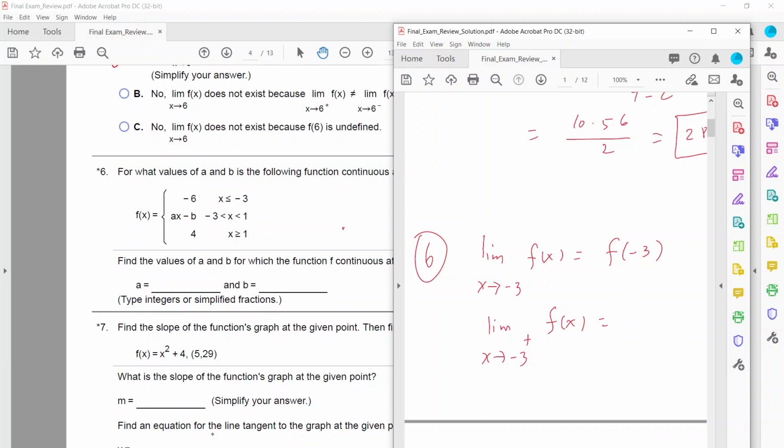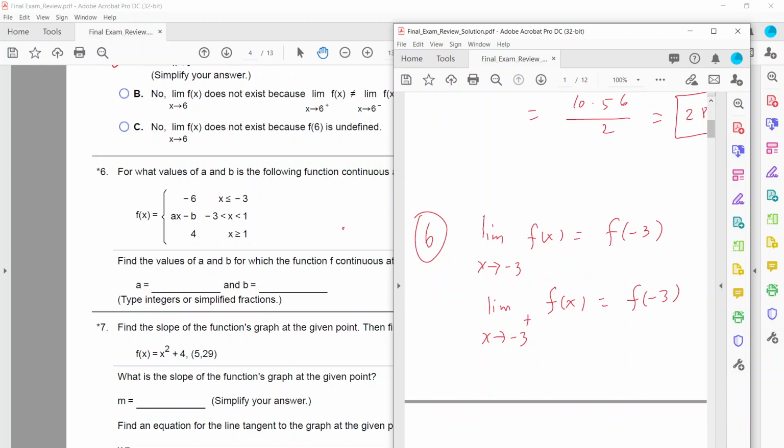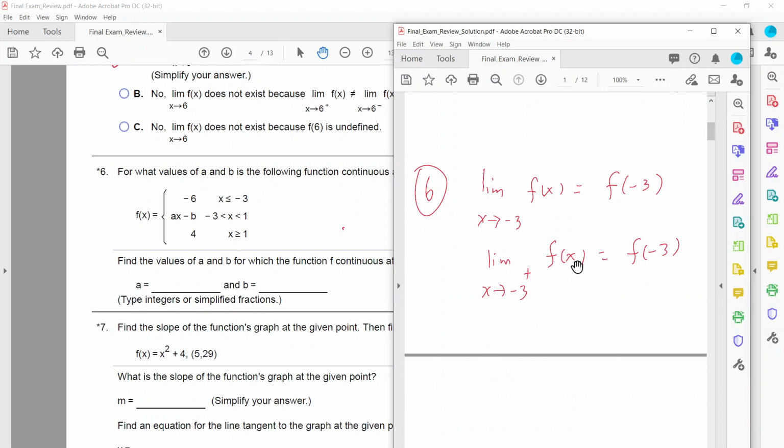So that should also be equal to the value of the function at -3. Finding the value of the function at -3 is easy. It's already -6. Now let's find the limit of the function when x approaches -3 from the right side. For that we have to use this ax minus b. So the limit of the function when x approaches -3 from the positive side is a times x minus b, and the value of the function is -6.